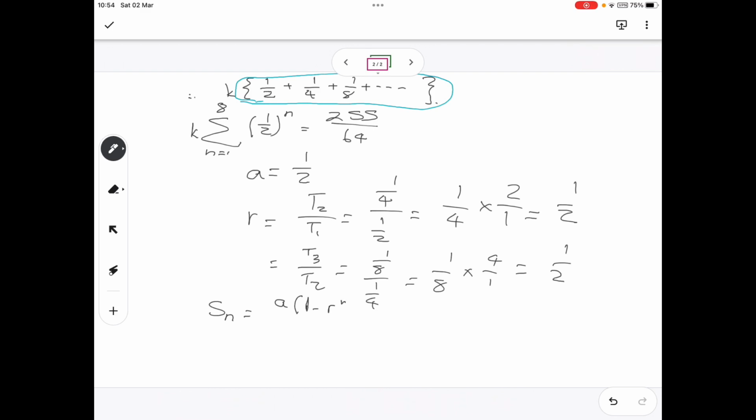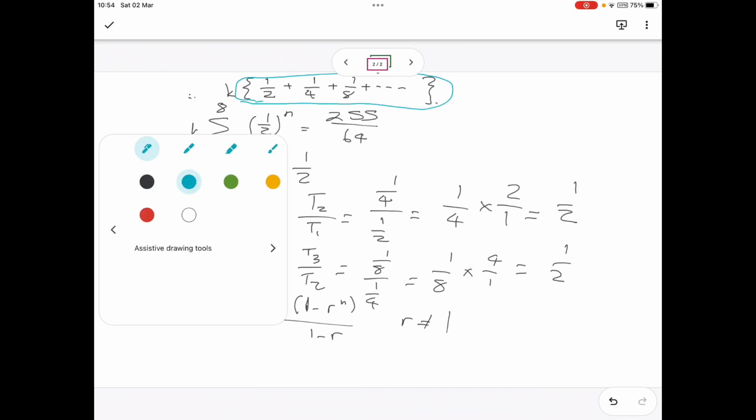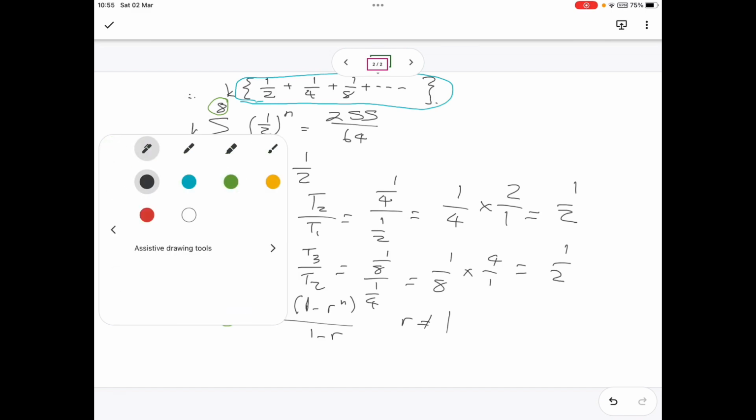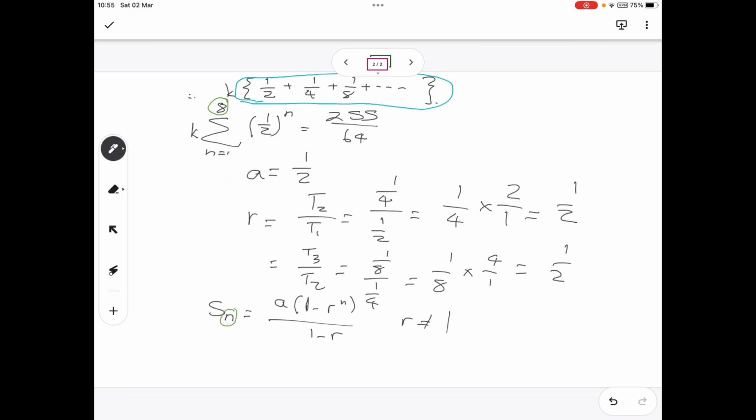Then we can use this formula, 1 minus r to the n over 1 minus r, and r cannot equal 1 because that will give us a 0 denominator. So we know that the nth term, because remember it's our upper bound, let me just put that in green. This n here is our upper bound there.